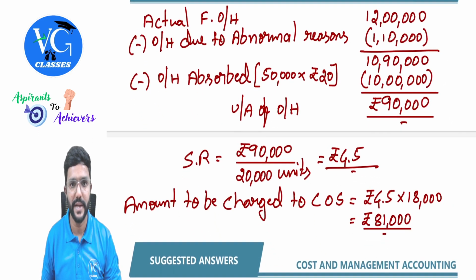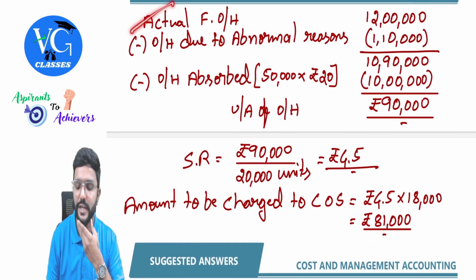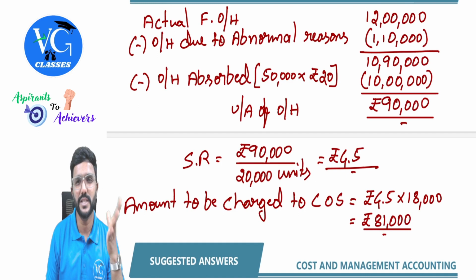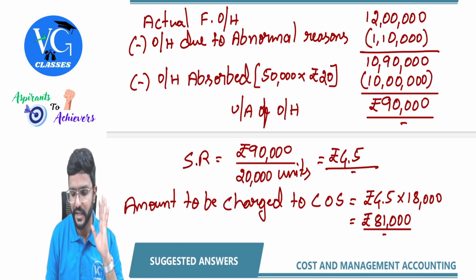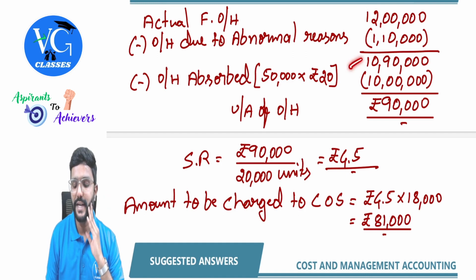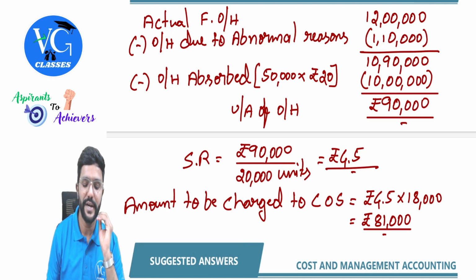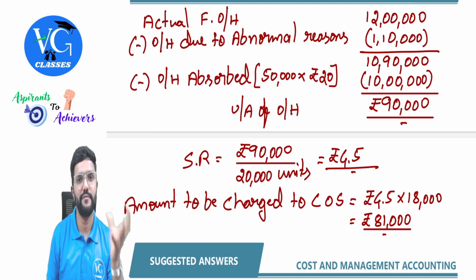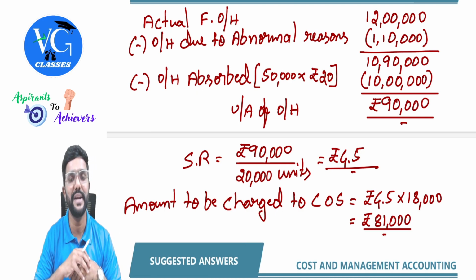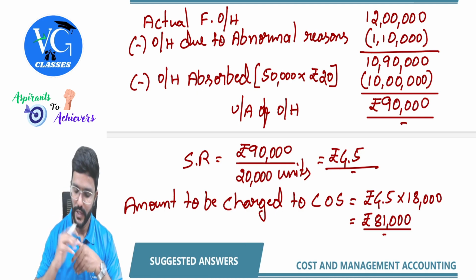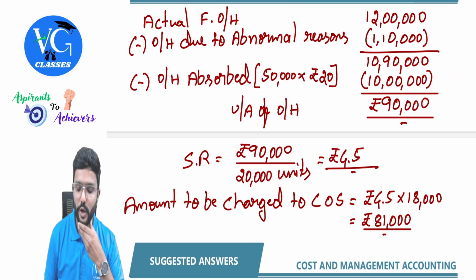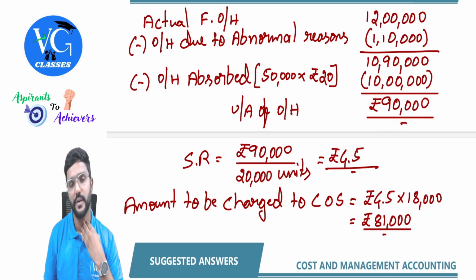Okay, fine. I will explain the working here. I have done the calculation. Actual factory overhead is 12 lakh. From that, the losses due to abnormal reason or extraordinary items, just remove it. You will get 10,90,000. From that, you reduce the actual overhead absorbed: 50,000 hours the machine has worked, and for each hour we absorb the predetermined overhead rate of 20 rupees. So we'll get 10 lakh. So under absorption of overhead is 90,000.